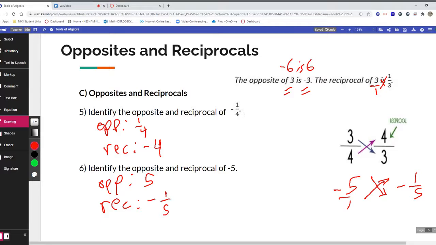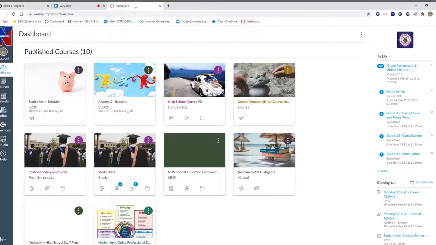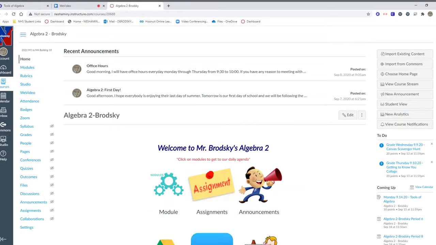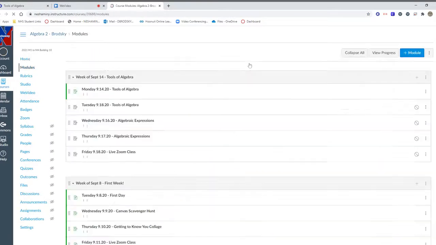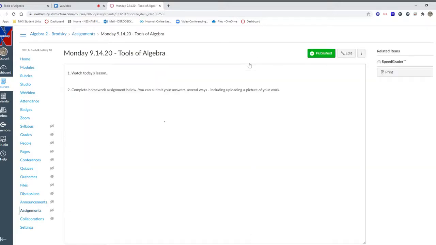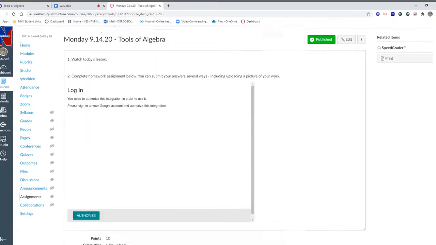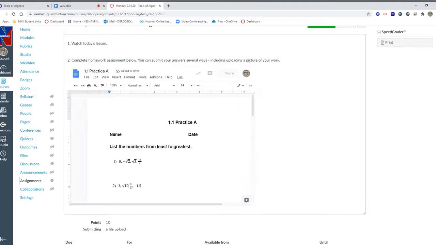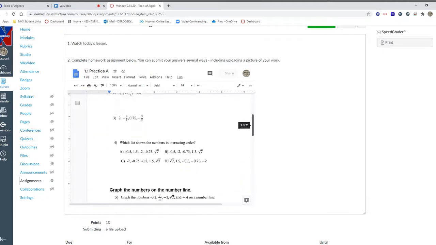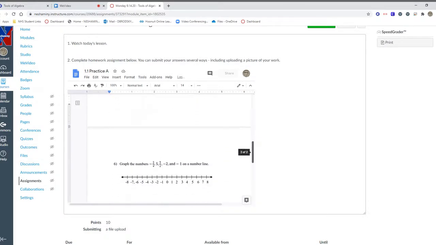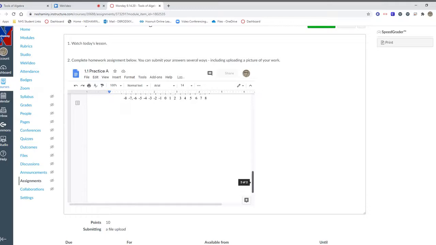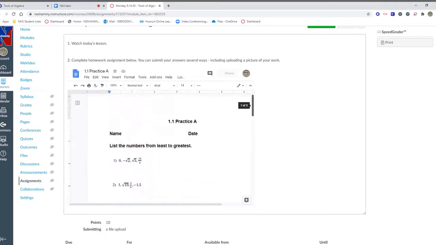So this is all we have for today. And then you're going to move on to your homework, which is about 7 questions, I believe. You can find that on our Canvas where I will input this video. But looking at our tools of algebra for tomorrow, the 14th, you will see we have this little worksheet right here. It's about 7 questions, and you can take a picture of your work. You can scan your work, whatever. Just send your work back to me.